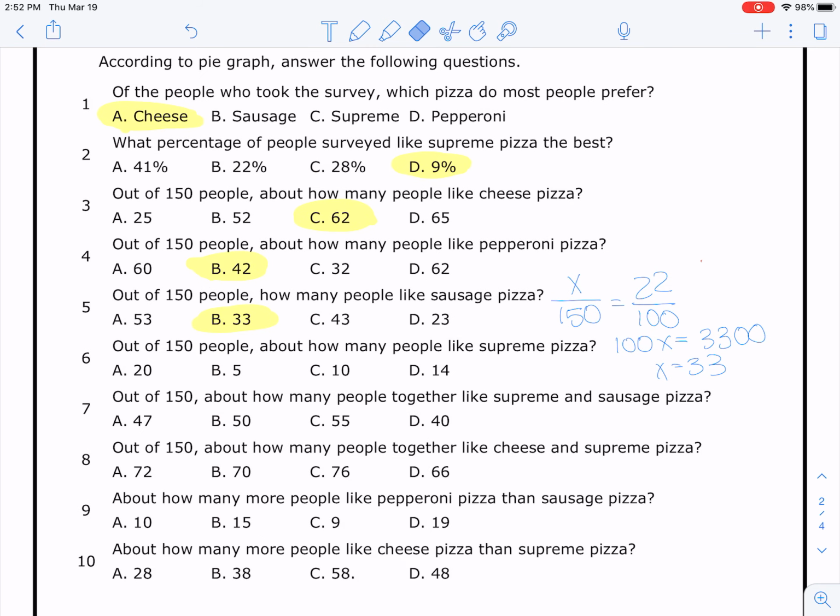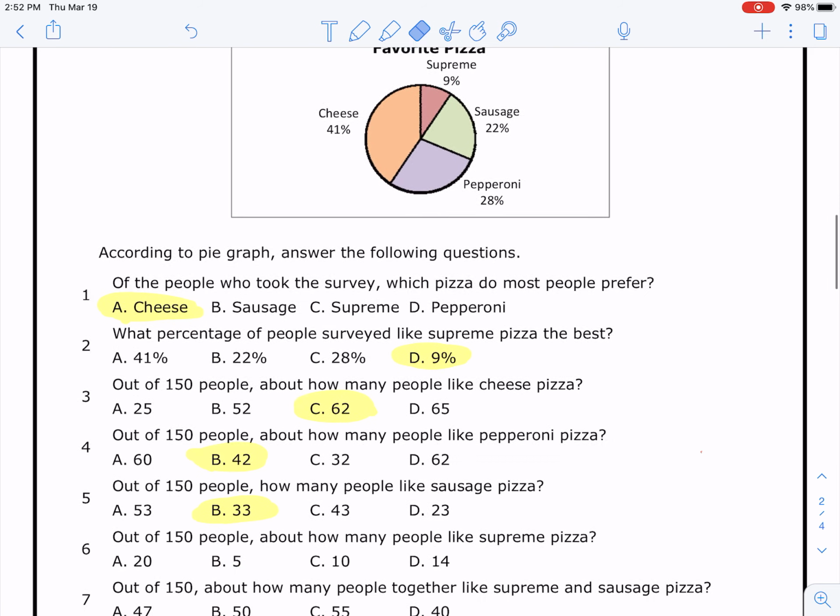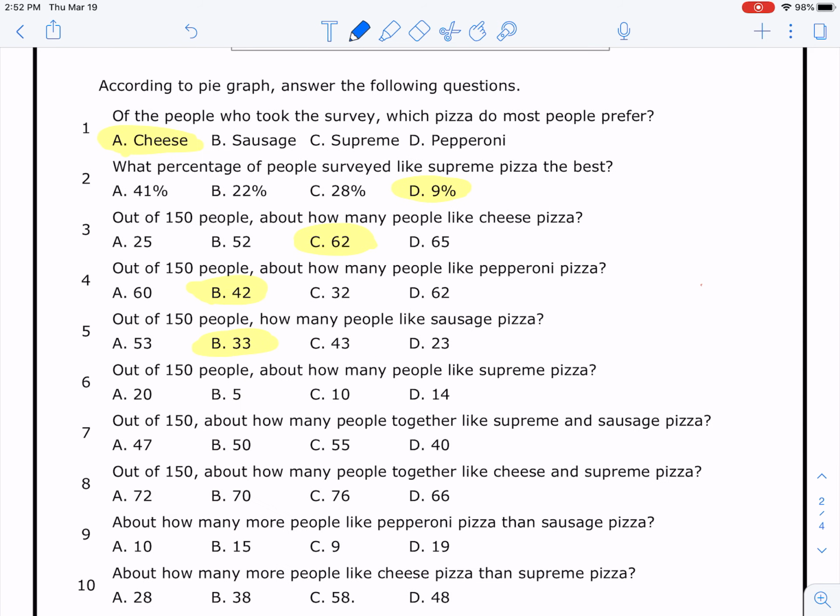Number 6, how many people like Supreme Pizza? So we know that Supreme Pizza, it seemed like 9% liked it. So we know that's going to be 9 over 100 equals X over 150. Cross multiply, 150 times 9 is 1350 equals 100x. And then if you divide both sides by 100, that gives you 13.5. And 13.5, you can round that up to 14.